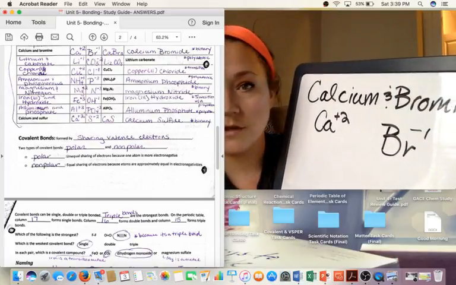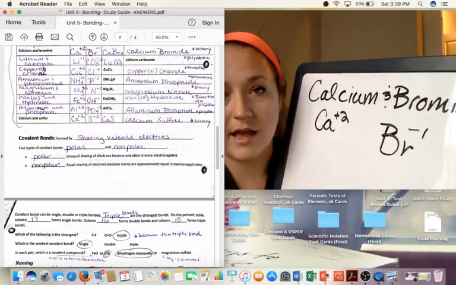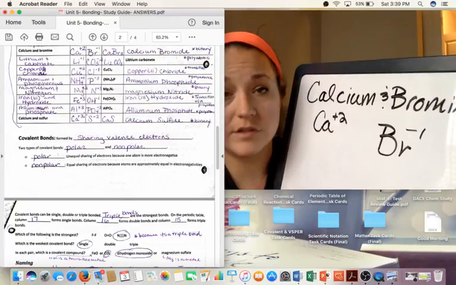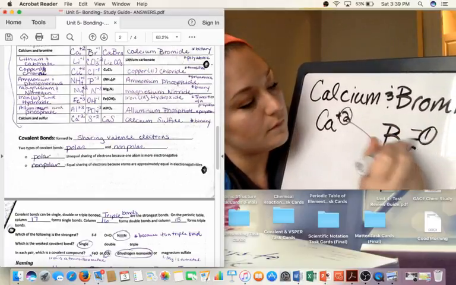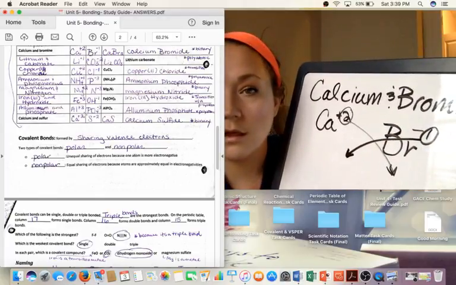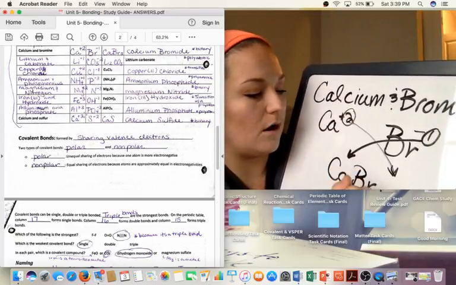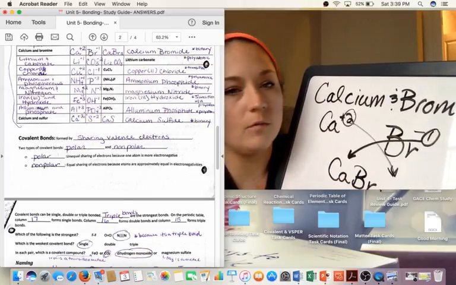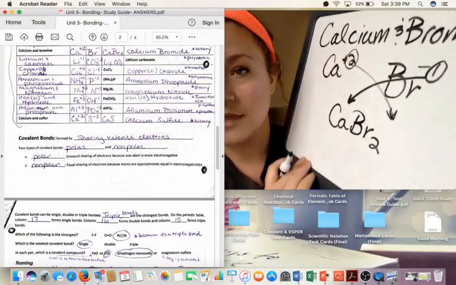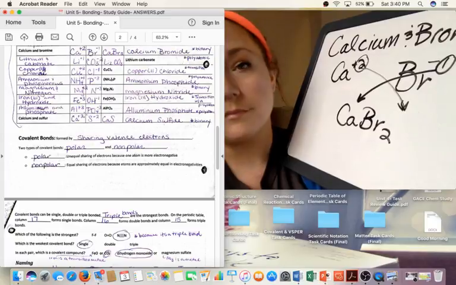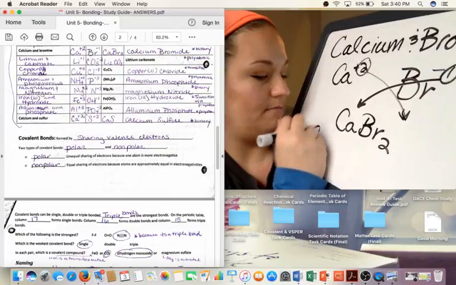So ask yourself, do calcium and bromine cancel each other out? The answer is no. So do your crisscross method, and write out the formula. CaBr2. All right, when you write out his name, you write calcium as is. You don't change him. Remember, that's because he is the cation. So calcium.